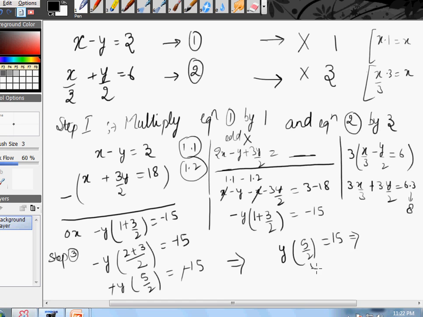If we bring this term to the right hand side, the term gets reciprocated, that is y equals 15 into 2 over 5, which is nothing but 15 into 2 is 30 over 5. 5 sixes are 30, thus y's value here is 6.